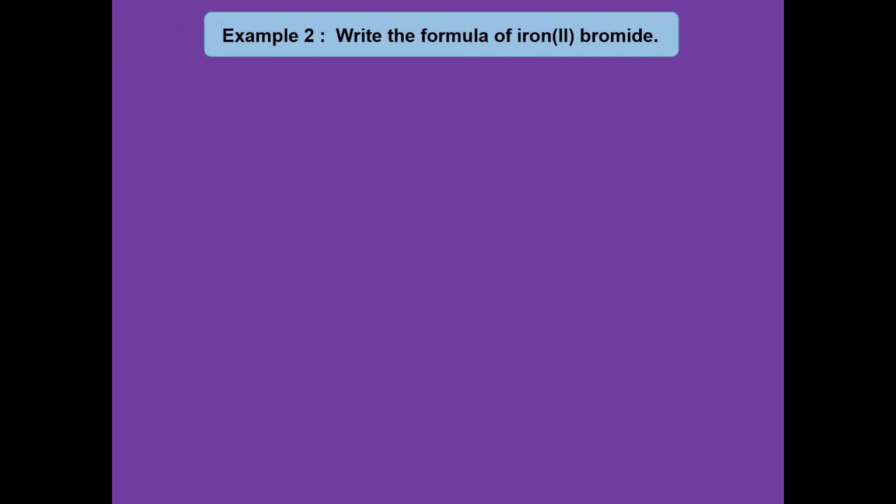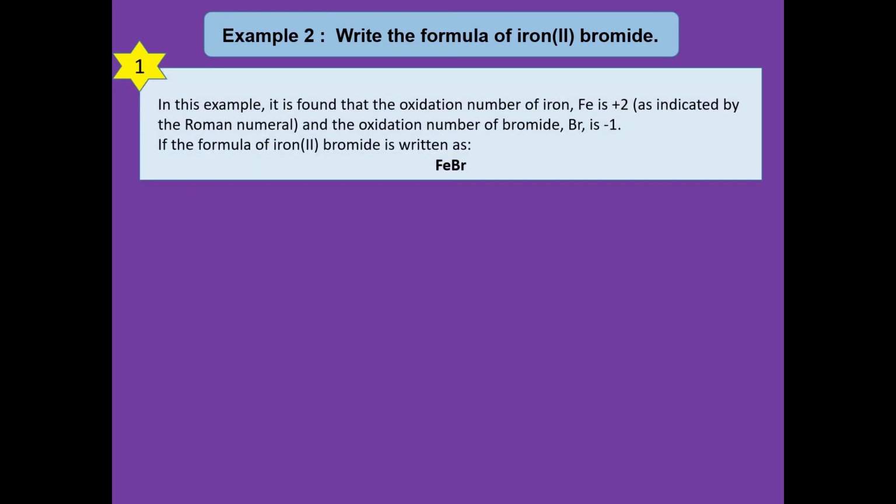Second example, write the formula of iron(II) bromide. First step, it is found that the oxidation number of iron is positive 2 and the oxidation number of bromide is negative 1. If the formula of iron(II) bromide is written as FeBr.